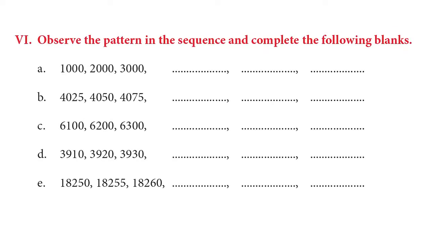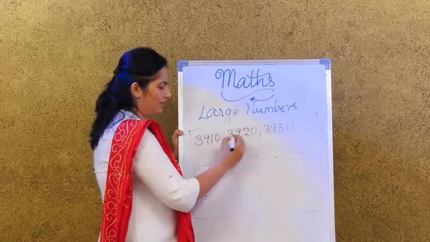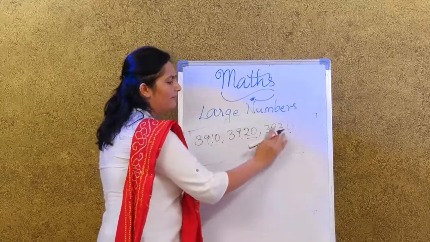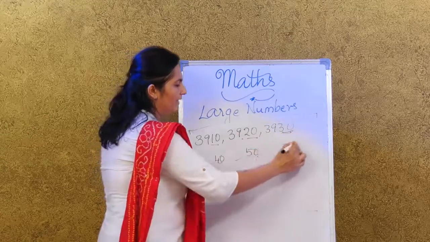Okay? Alright. Observe this pattern in the sequence and complete the following. A says 1000, 2000, 3000, 4000, 5000. Let's take one more example. 3910, 3920, 3930. You are asked to fill 3 more blanks. So, yes, it's all tens. So, the next would be 40, 50 and 60.